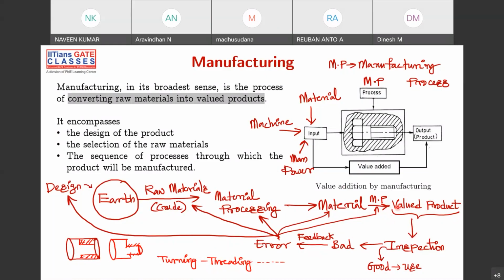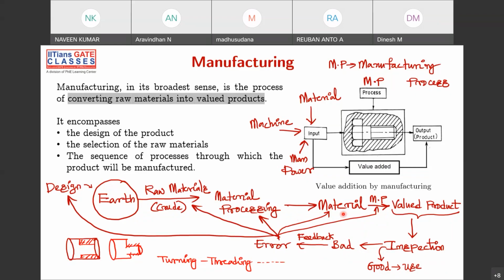Once the manufacturing process is done, the product that has been manufactured will go to the inspection stage. In the inspection, you have some methods to inspect the products, and then you decide whether it is a good product, that is, the design product and the manufactured product are the same. Then okay, you can go and use it. If it is bad, you will discard it, of course, but you have to know why it is bad.